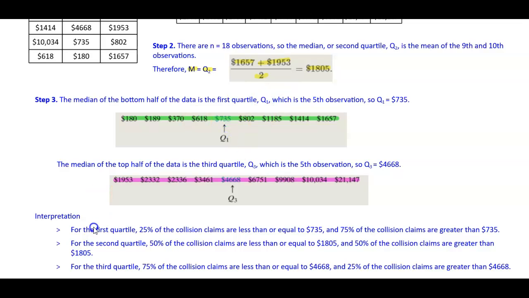For the second quartile, 50% of the collision claims are going to be less than or equal to 1,805, and 50% of the collision claims are greater than 1,805. And then for the third quartile, 75% of the collision claims are going to be less than or equal to 4,668, and 25% of the collision claims are greater than 4,668.